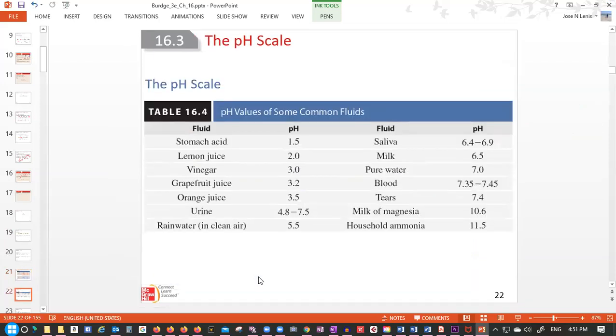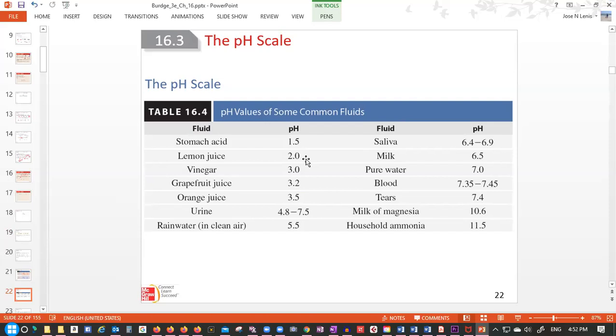Some examples of pHs, so we have those as a reference. The normal stomach acid pH is 1.5. The lemon juice concentrated is 2.0. Vinegar, which is about a 5% solution of acetic acid, pH 3. Orange juice is 3.5. Saliva is between 6.4 and 6.9, slightly acidic.